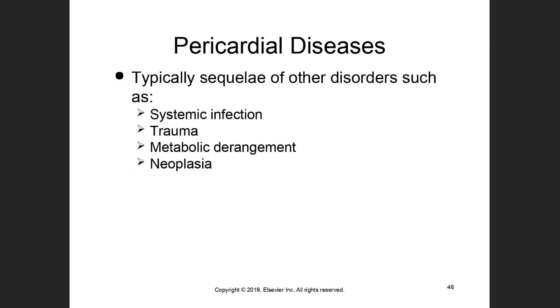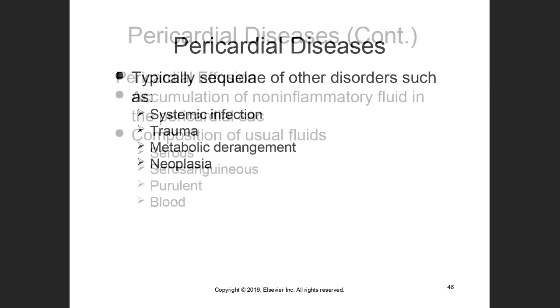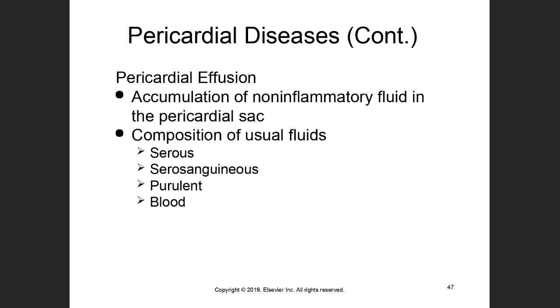Typical sequelae of other disorders such as pericardial disease: we have systemic infection, trauma, metabolic derangement, and neoplasia. All those can produce pericardial disease, pericarditis. Pericardial effusions means accumulation of fluid in the pericardial sac. Composition is serous, sanguineous, purulent, blood, anything that gets trapped right there in the pericardial sac produces pericardial effusion.